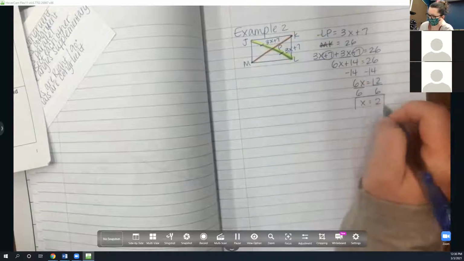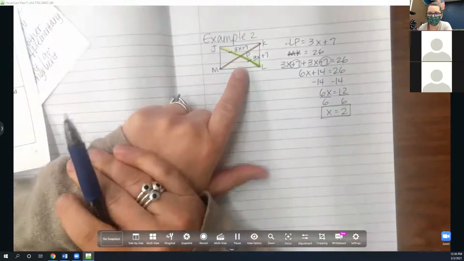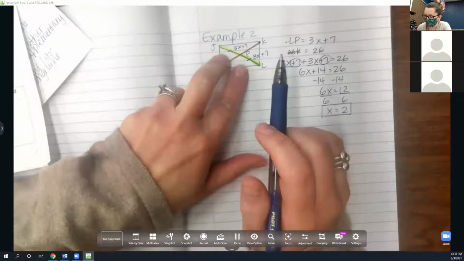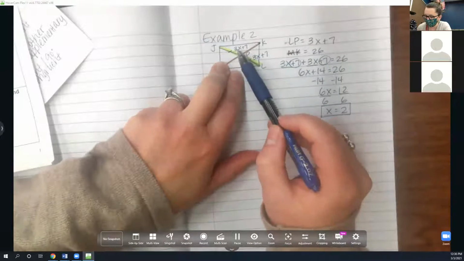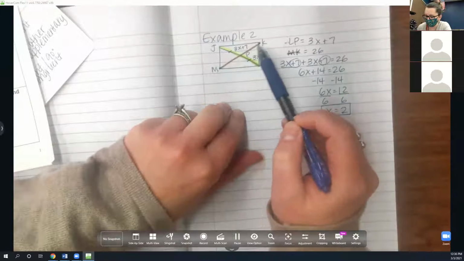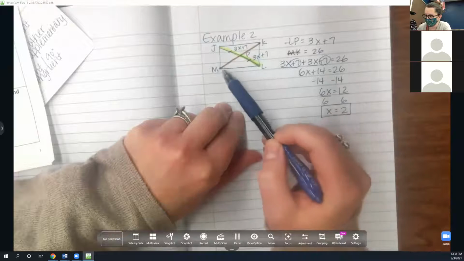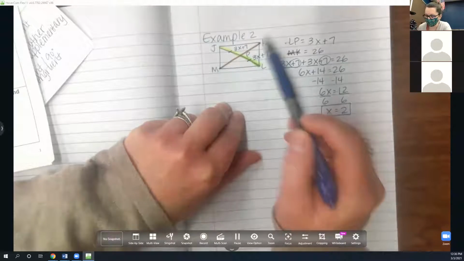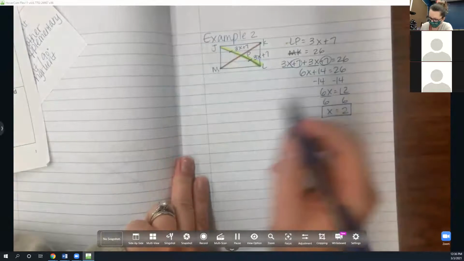Now I know that was really fast, but here's what I want you to know about this. Not only does it bisect, it cuts it in half, 2 equal parts, right? That they're equal to each other. Okay, so JL equals MK right there. Let's try one more, last example.